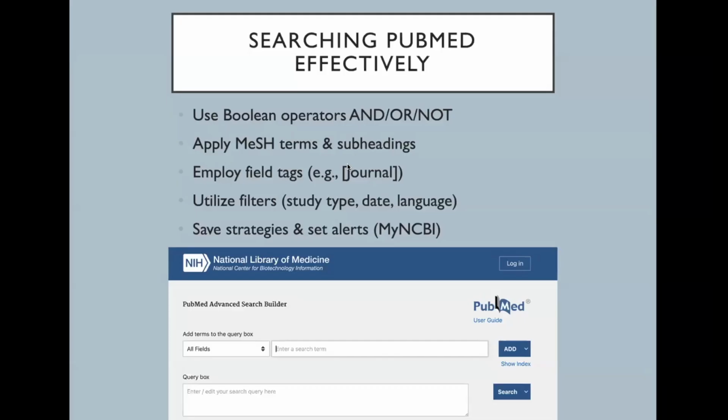PubMed has lots of field tags that are in brackets. So you can search by journal, by author, or by institution. That allows you to narrow your search as well. And you can utilize filters to narrow down your search by study type or language. And lastly, you can set alerts for a specific search. So if I search for the word glioblastoma and a new study is published this week, I can get an alert if I'd like that.